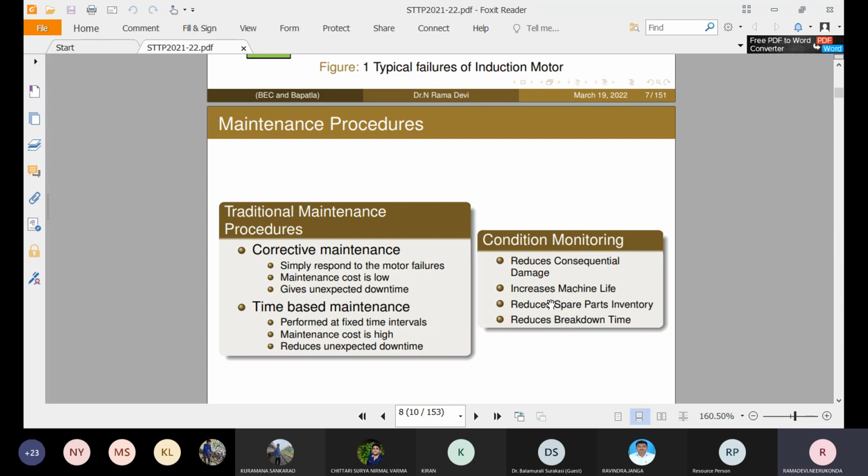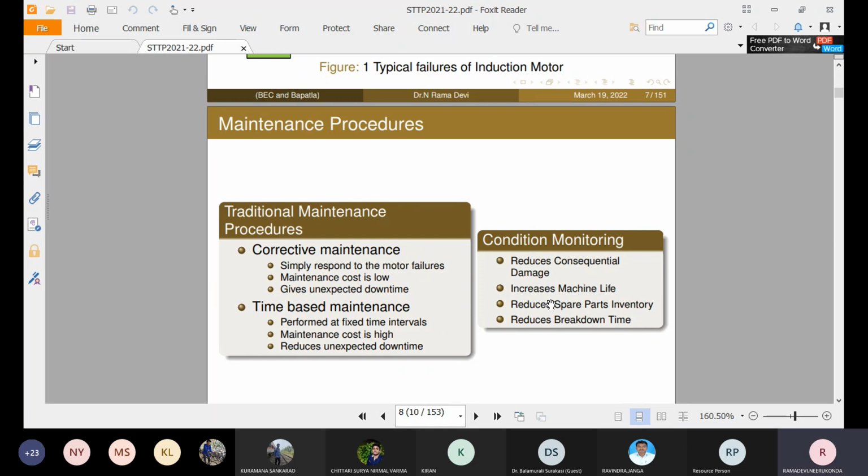In case of time-based maintenance, the maintenance is performed at fixed intervals of time. The cost due to that maintenance is high, but it reduces the unexpected downtime. Whenever the unexpected downtime is reduced, the production increases. Because of that, time-based maintenance is essential for large industries.